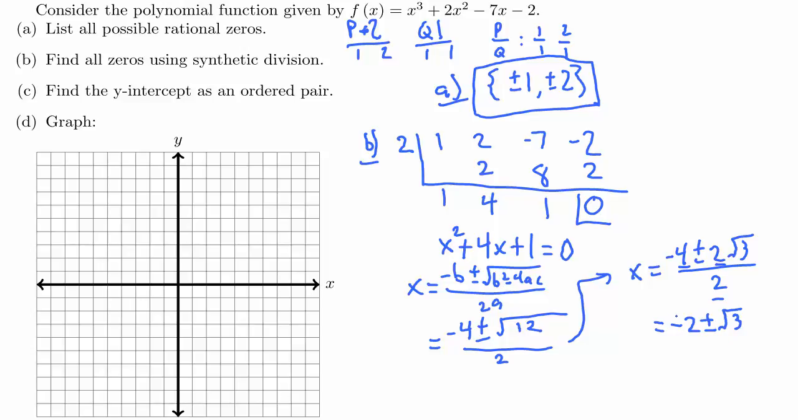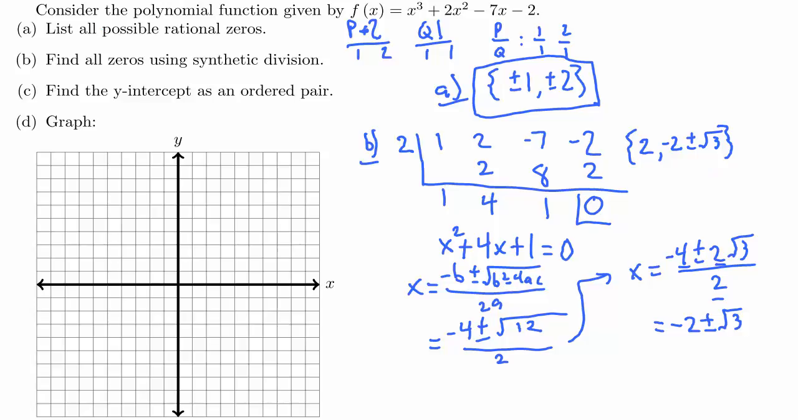Well, there you go. Those are the other two zeros here. Notice that this does not exist in the list of possible rational zeros, because those four are rational. This is irrational, with that square root of 3 in there. The 2 exists in the list, but this does not. Okay, so there we go. These are the zeros. We have 2 and negative 2 plus or minus the square root of 3.